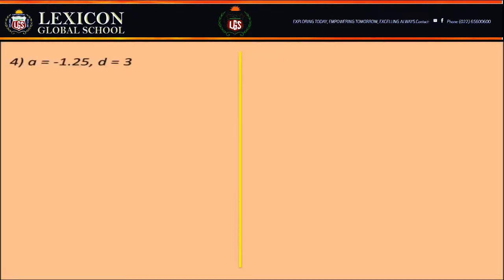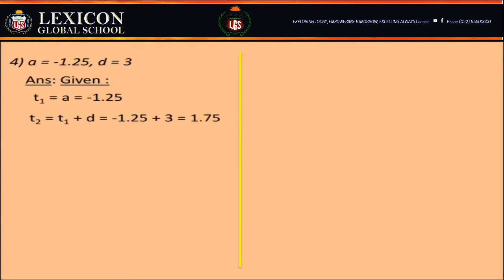Let us consider your question number 4. Sub question 4. Over here, what is given to you? A is given to you as minus 1.25 and D is given to you as 3. When I find out the second term, T1 plus D will give me T2. That means minus 1.25 plus 3 will give me 1.75. How? Let me explain.